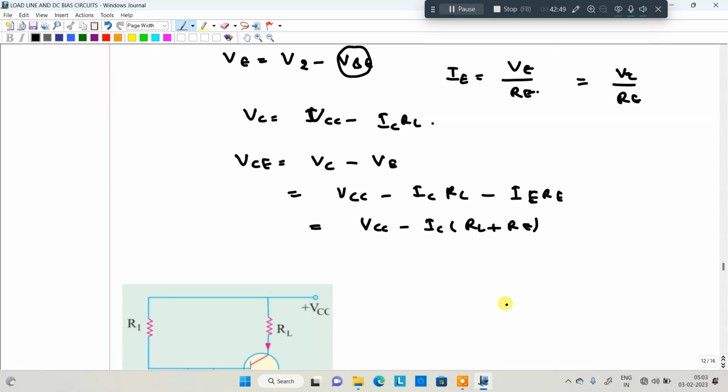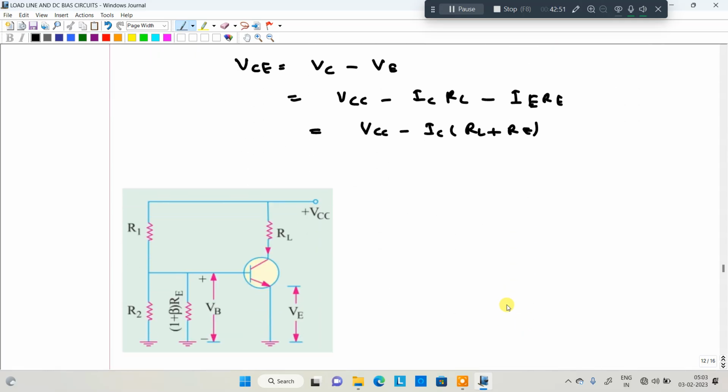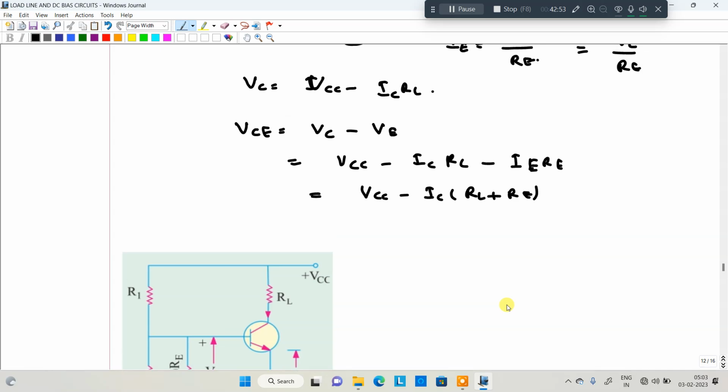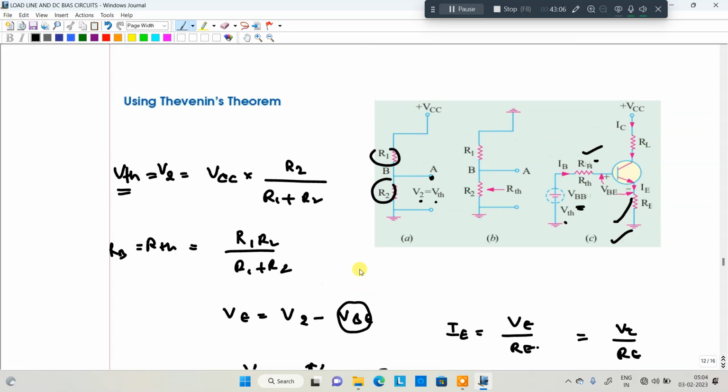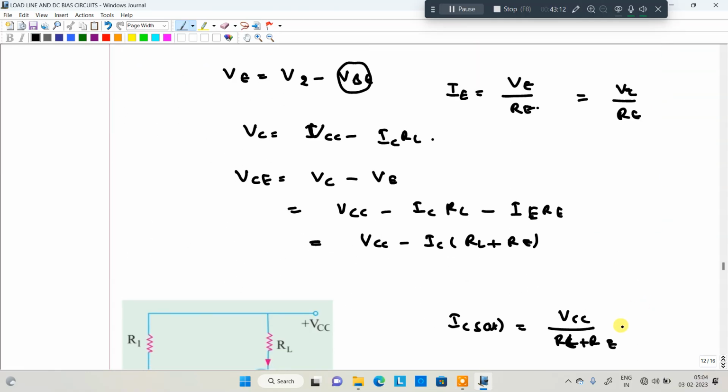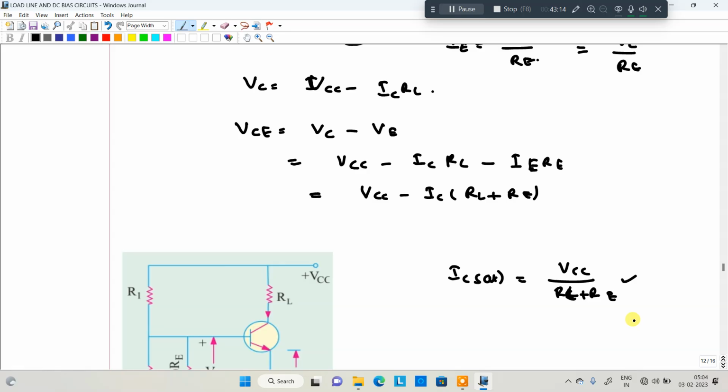You know that IC saturation is equal to VCC divided by RL plus RE. Because we discussed, for IC saturation, both are shorted, RL plus RE, VCC, the same thing. That's why I'm not spending so much time here.